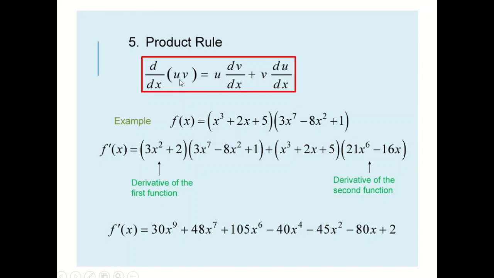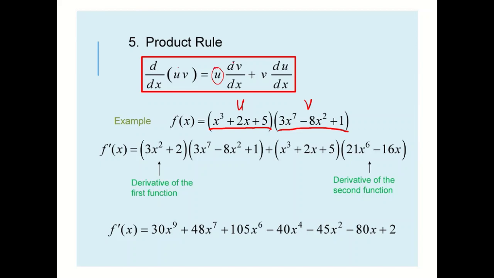All right, so if u is a function of x, and this is v, another function of x. When we differentiate, this is what we do. First we take u and differentiate v, plus we take v and differentiate u. All right, let's see an example.